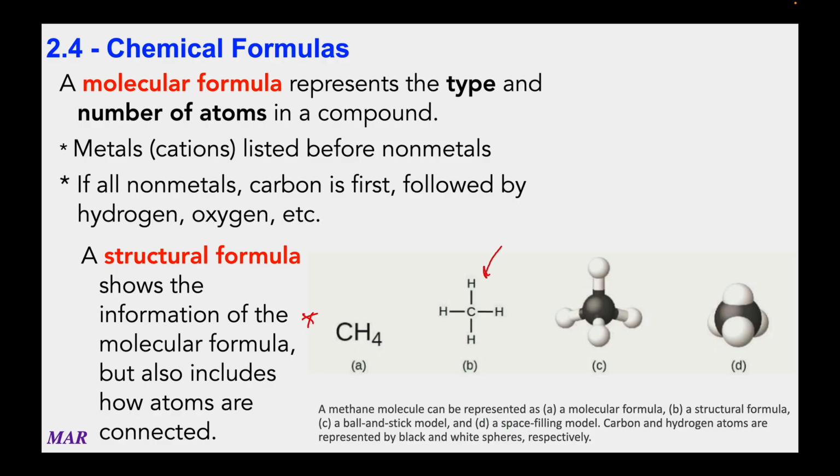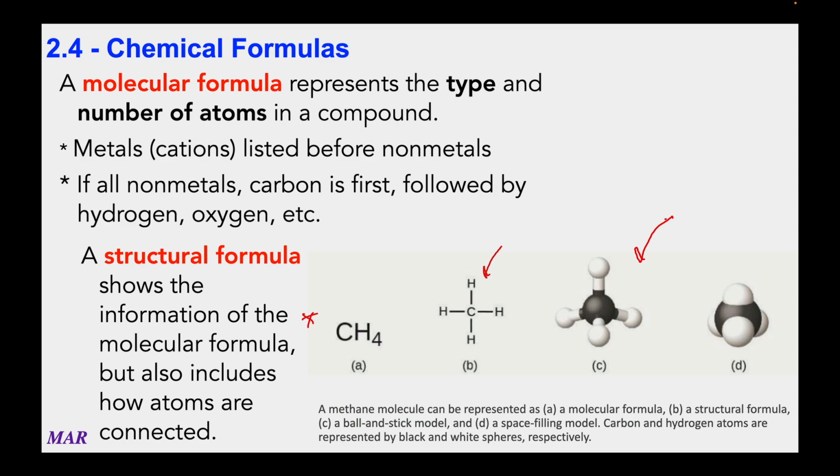This is an example of what's called a structural formula. It shows how the atoms are connected, and you can see that carbon is connected to all 4 hydrogens like that. This is a very common way to represent formulas. Now, in future chapters in Chem 221, we're going to look at these big time.